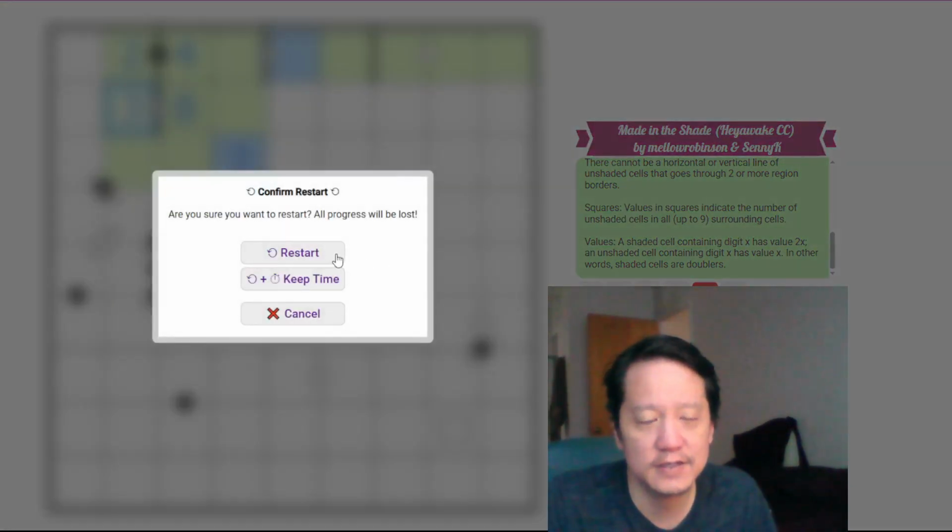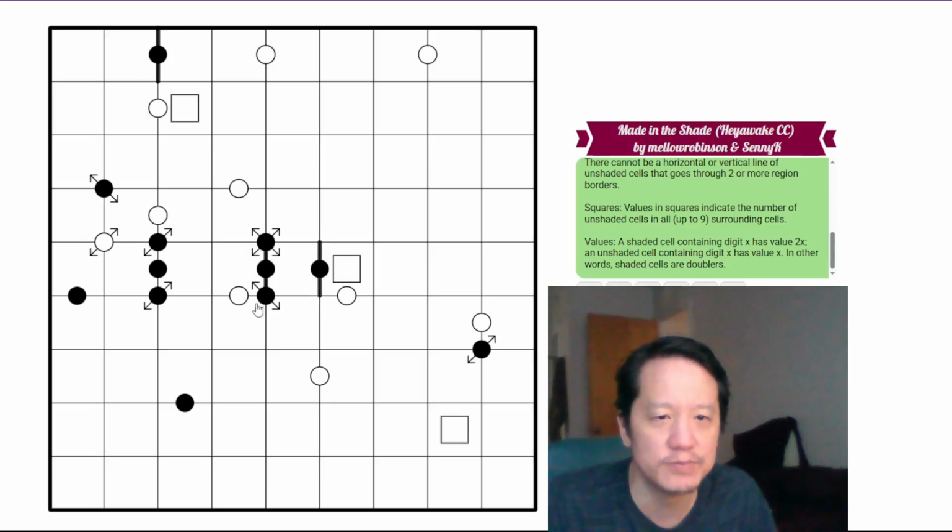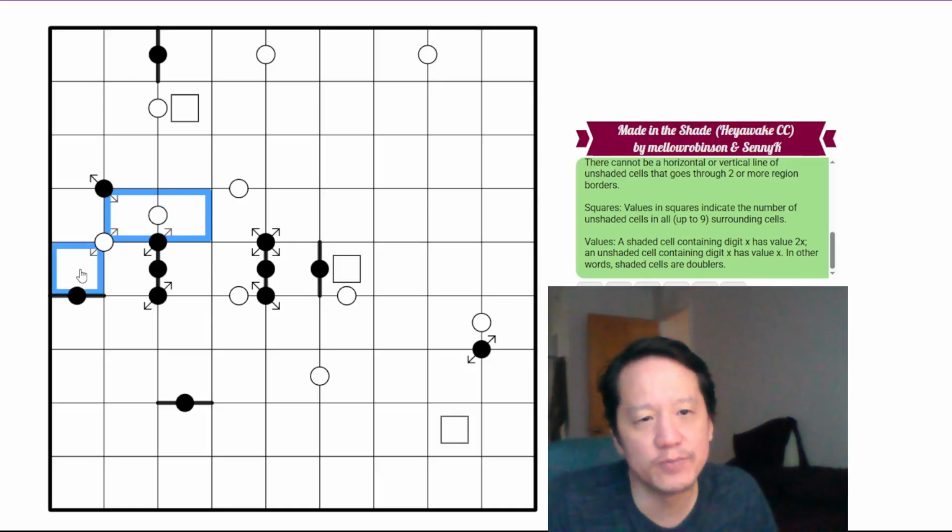Let's go. Okay, oops. So, we know all the black dots are region borders. So this is region border, this is region border. Region border here, region border here. Region border here. All the white cells are in the same region.